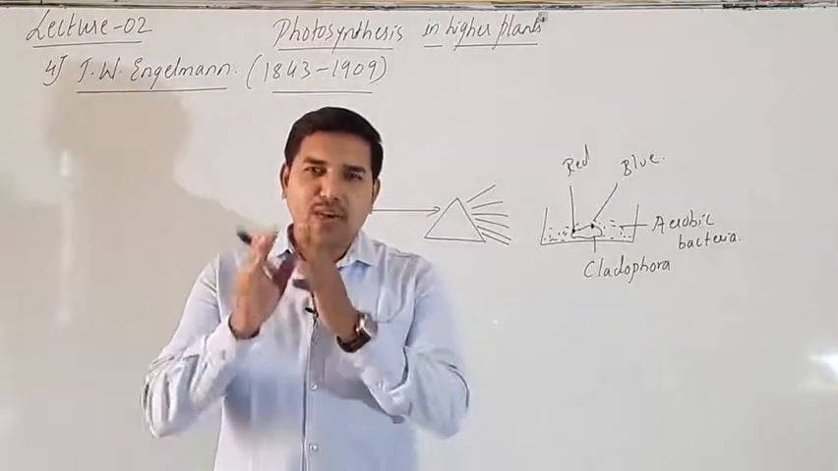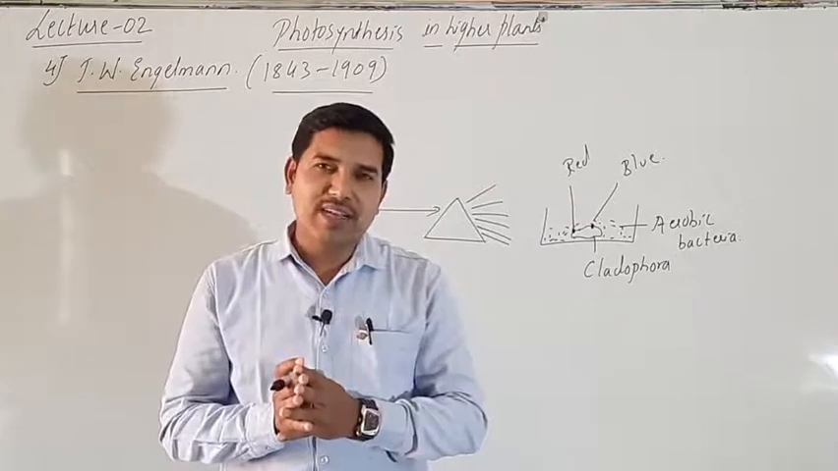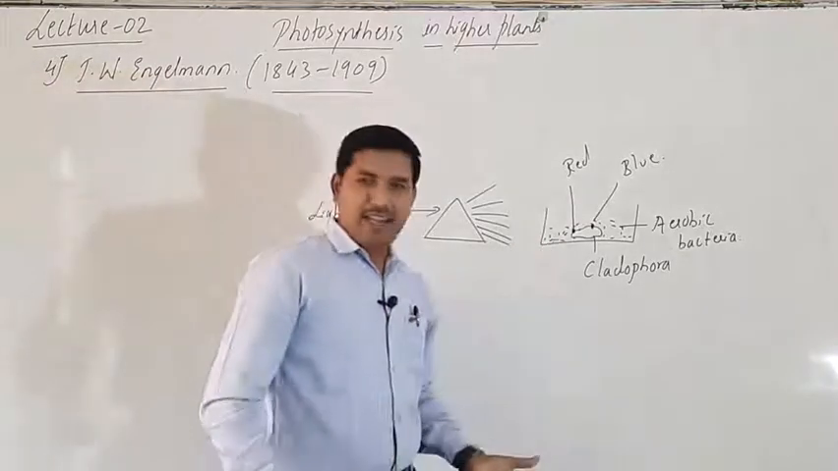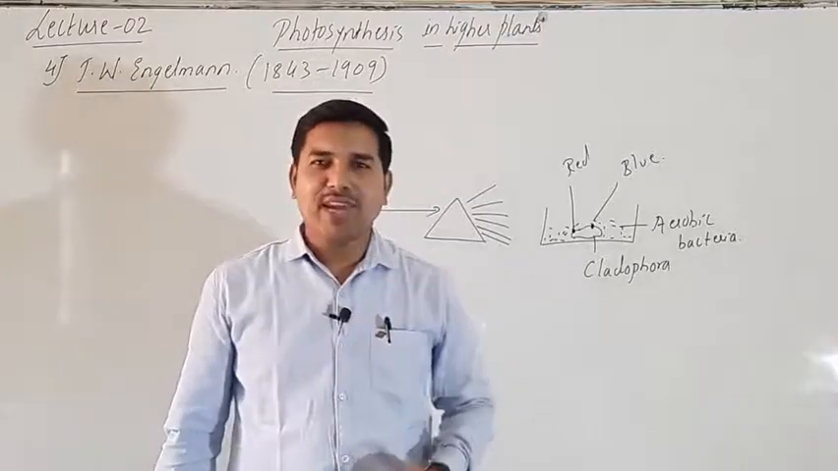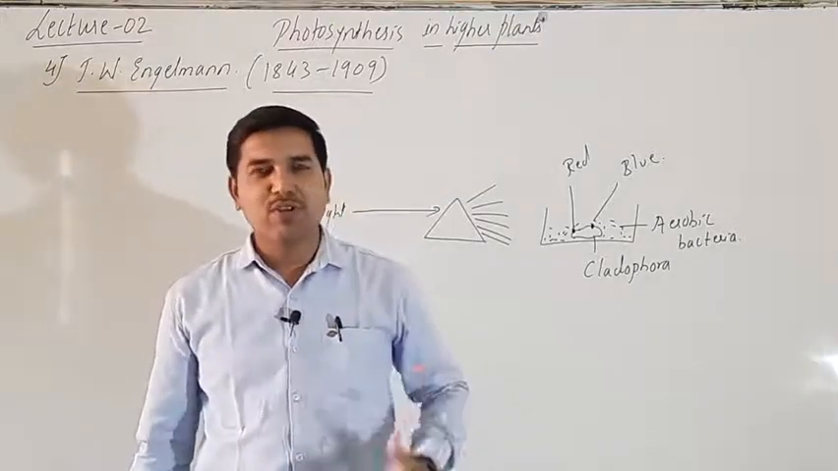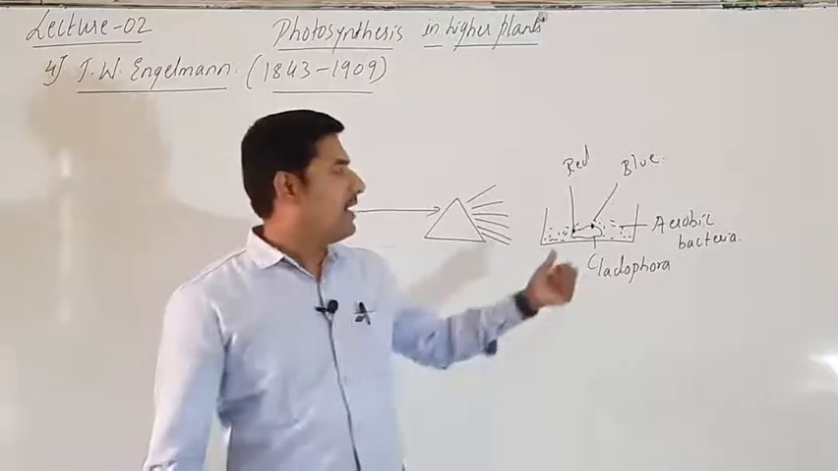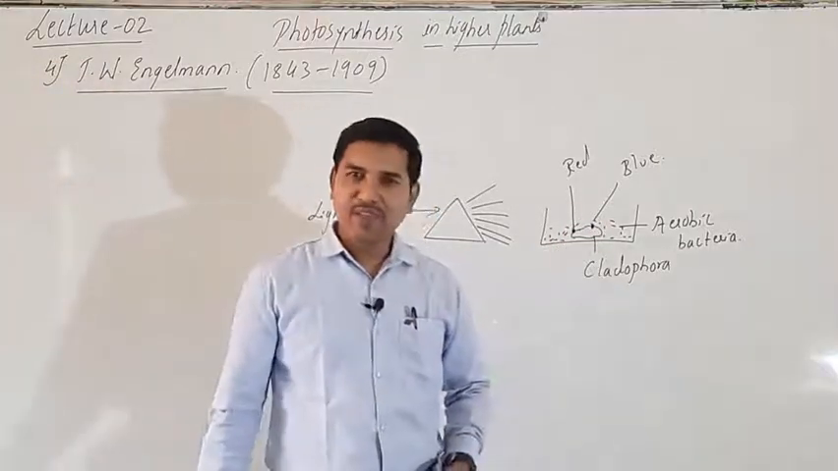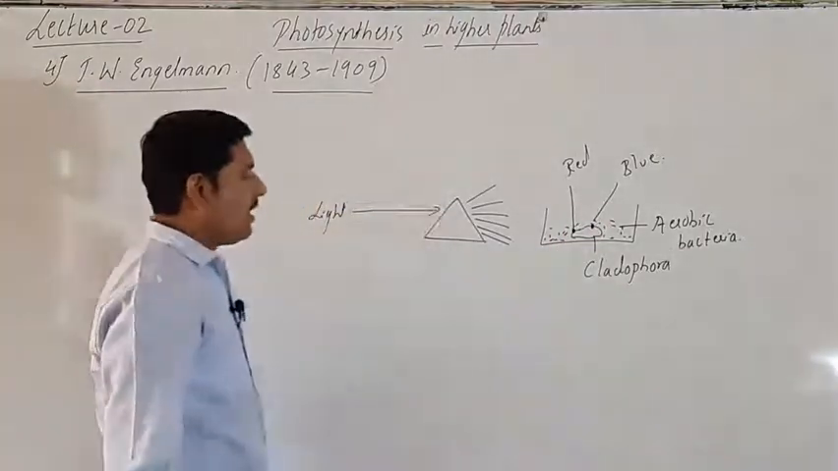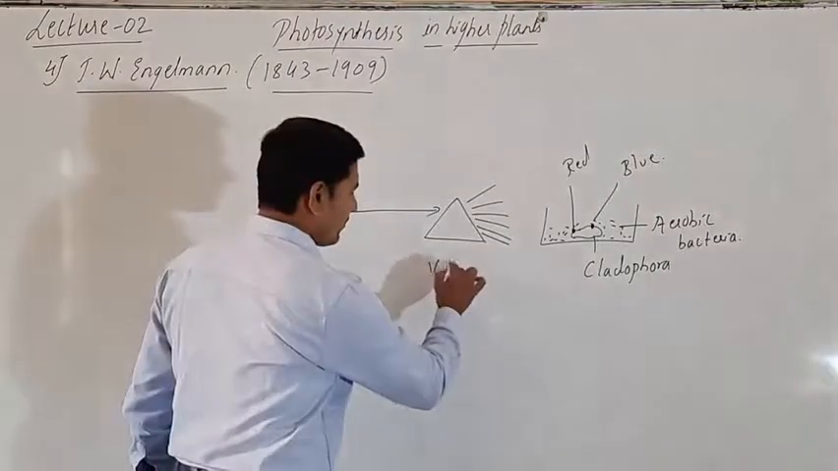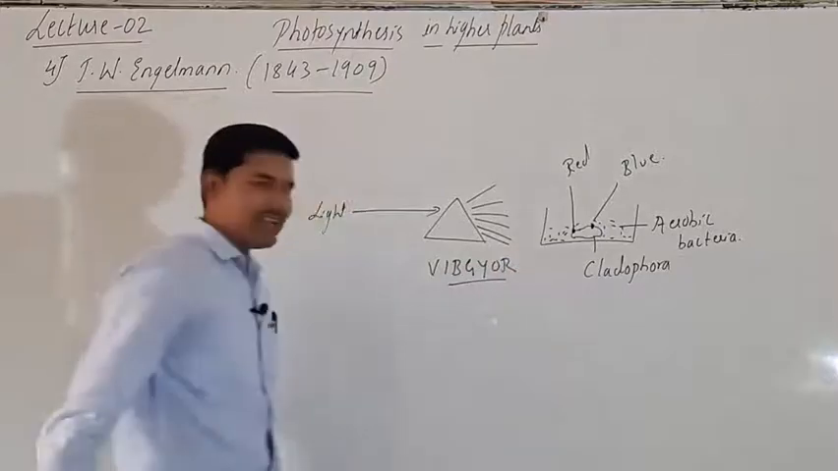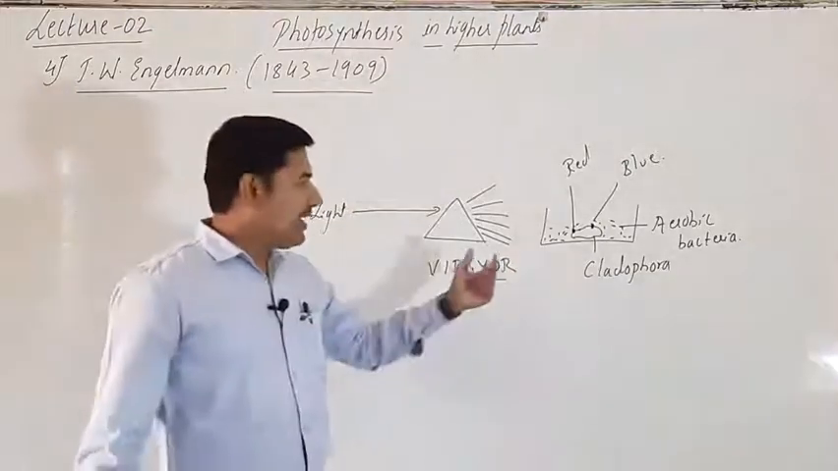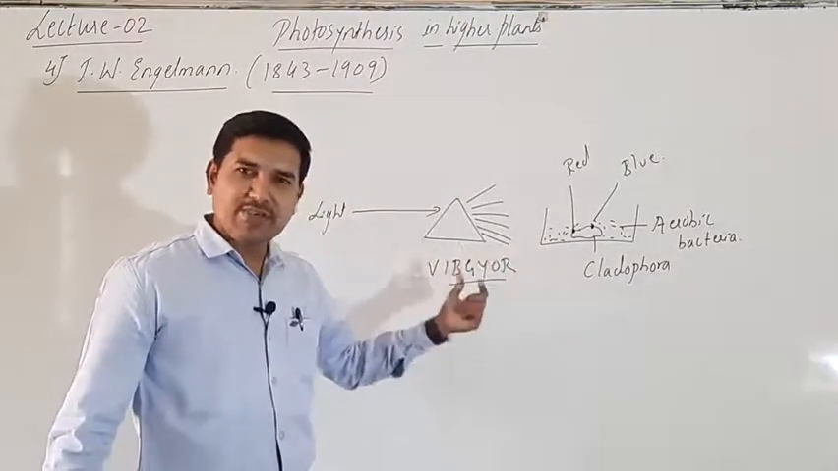Okay. Then what did he conclude? He concluded that the maximum wavelengths of light absorbed by the plant for the evolution of oxygen are the red and blue wavelengths of light. So this is what is called the VIBGYOR spectrum of light, and we are going to write the statements of this only.